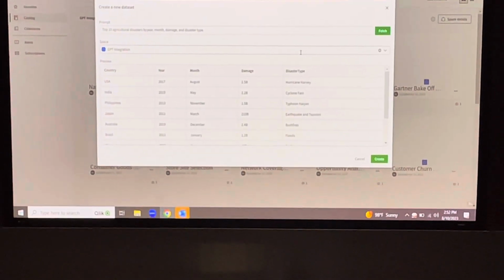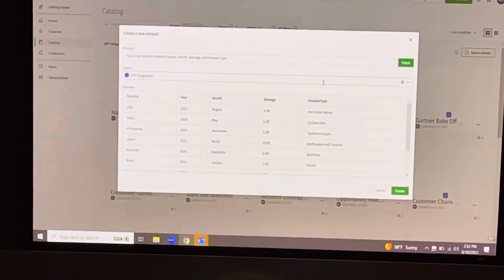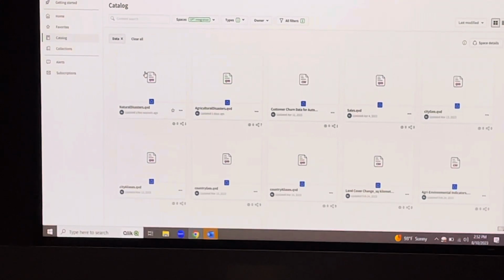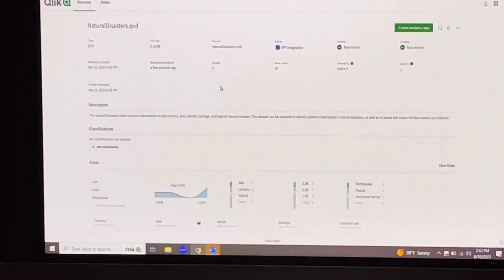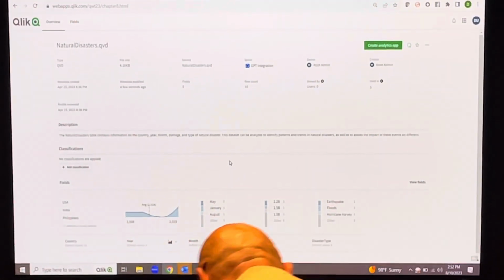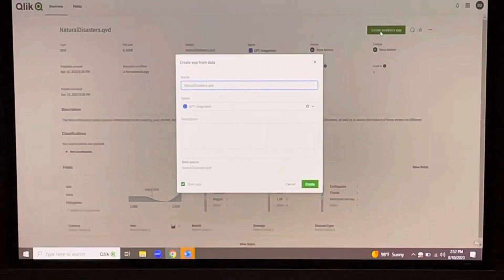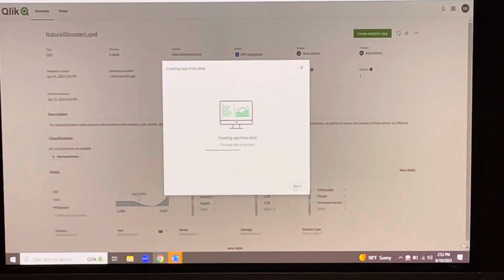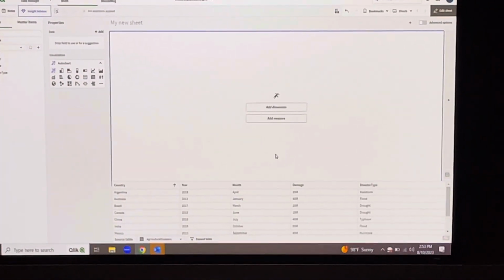So Qlik's gone out and grabbed that data from OpenAI and pulled it back in. I can see all the characteristics here. And it's put that in a nice QVD format, and I can see all sorts of attributes, a description, summary, profile of that data. So I'm going to go ahead and create an app out of it. And that's where I can start to do some additional exploration and analysis.